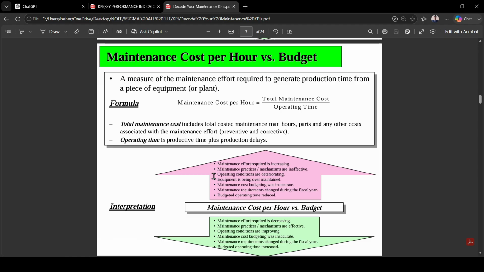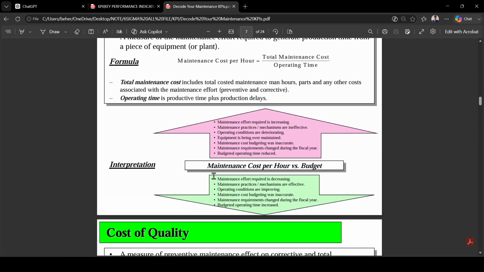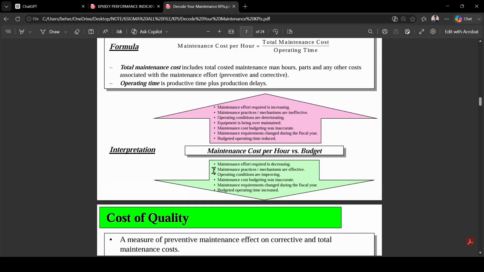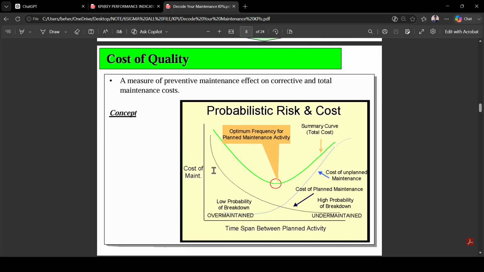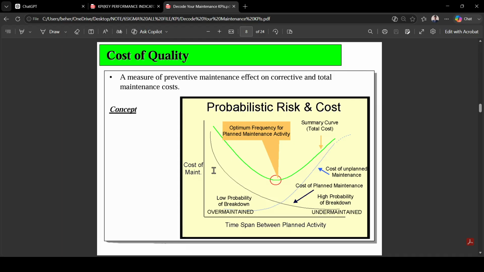If the maintenance effort required increases, maintenance practices or mechanisms are effective, improvement and encouragement follow, so this is an improvement. Then cost of quality. So what is cost of quality? It is a measure of the effect of preventive maintenance on corrective and total maintenance cost. So the concept, probability, fixed and cost.